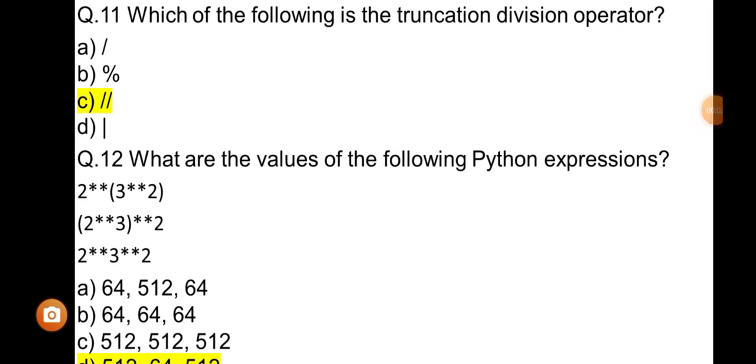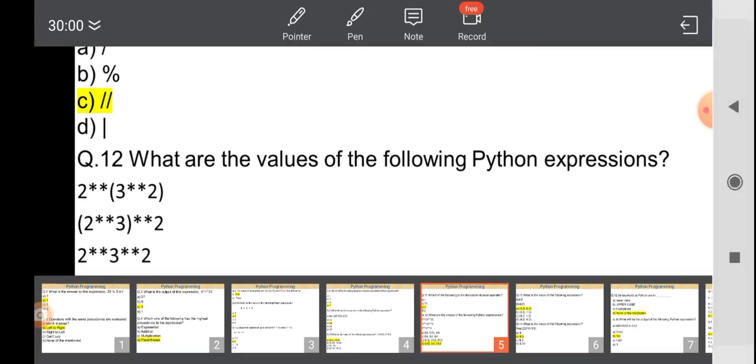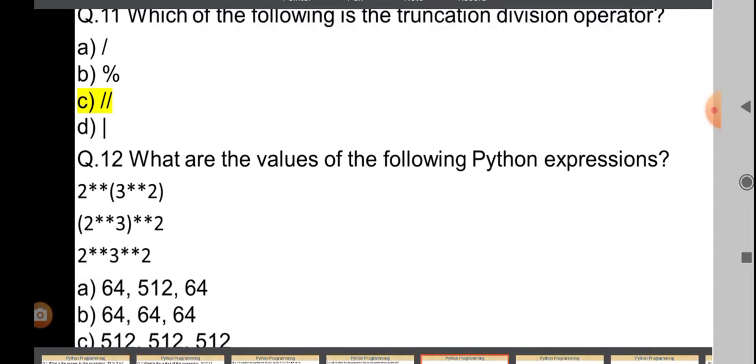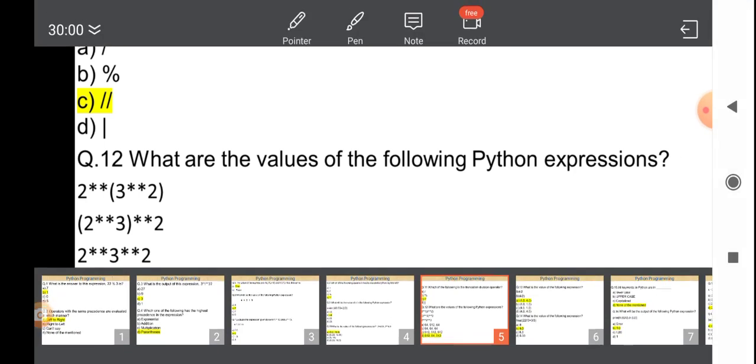Hello students, today our topic is Python programming, and in this lecture we are going to discuss some question answers related to Python operators. So let us start. As you can see on the screen, there is question number 12. So let us start with question number 12. We already covered question number 11 in our last lecture.